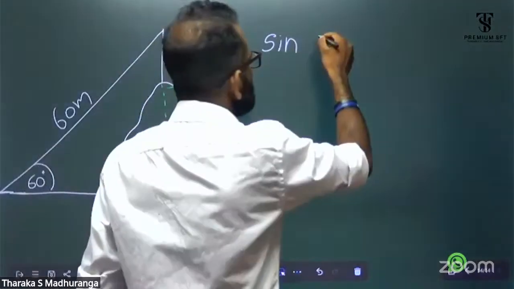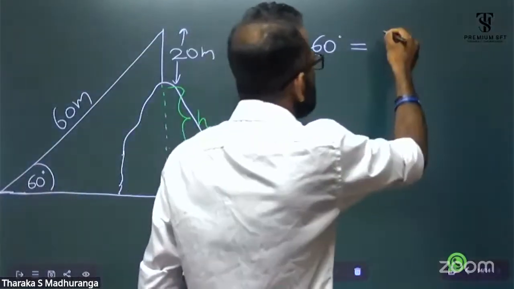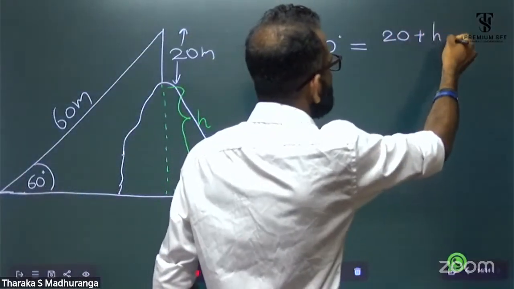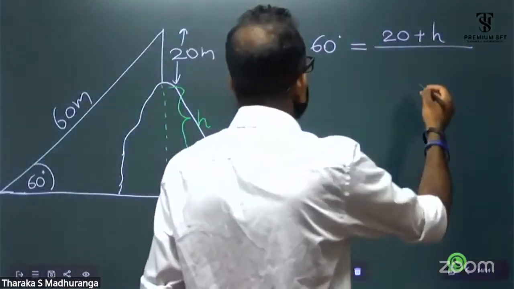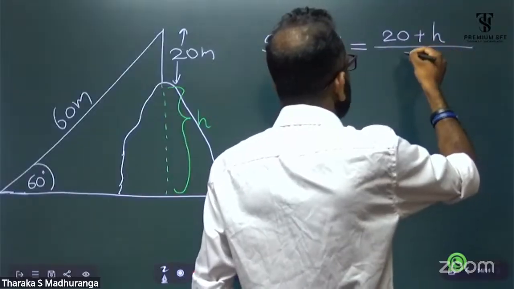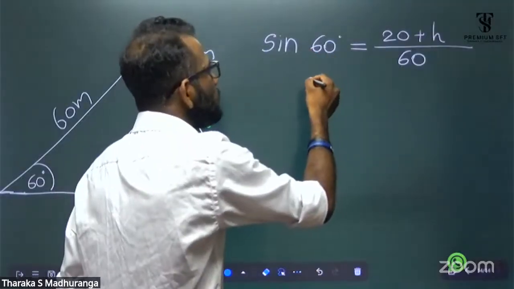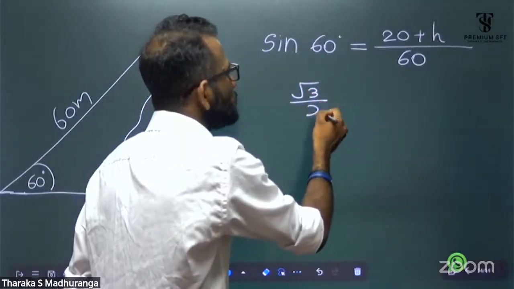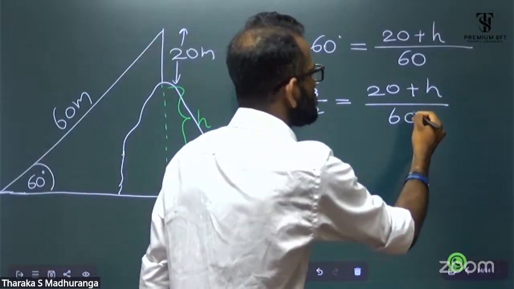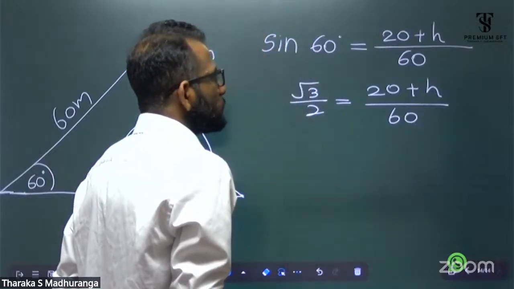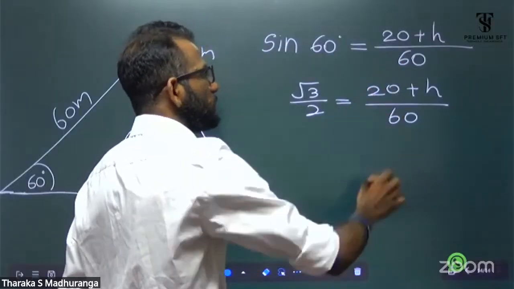Sine 60 equals opposite side, 20 plus h, over hypotenuse, which is 60 meters. Sine 60 value is root 3 over 2. So root 3 over 2 equals 20 plus h over 60. Now cross multiplication, if you want, you can cancel out, or you can cross multiply.